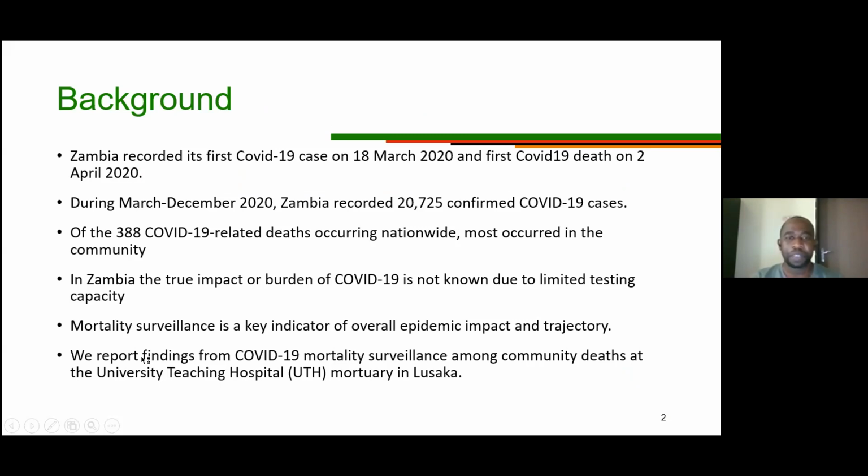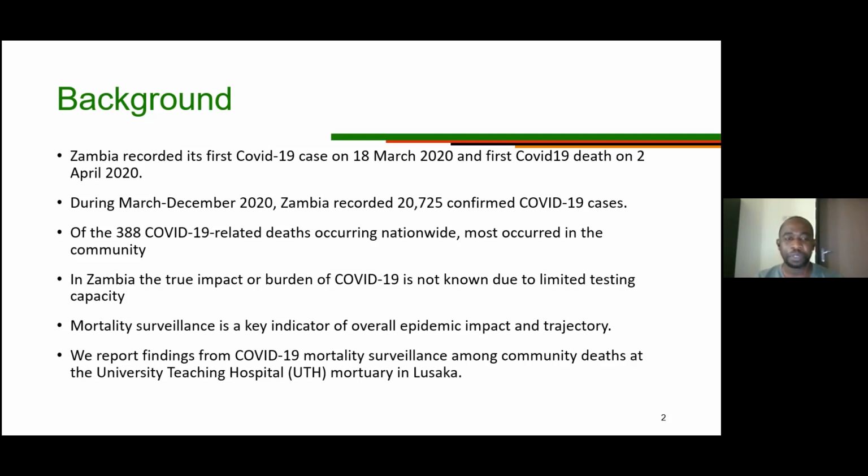Zambia recorded its first case of COVID-19 on 18th March 2020 and its first death from COVID-19 on 2nd April 2020. By December 2020, Zambia had recorded 20,725 confirmed COVID-19 cases. Of these, 388 were COVID-19 related deaths occurring nationwide. Most of the deaths were found to be coming from the community, recorded as BIDs.